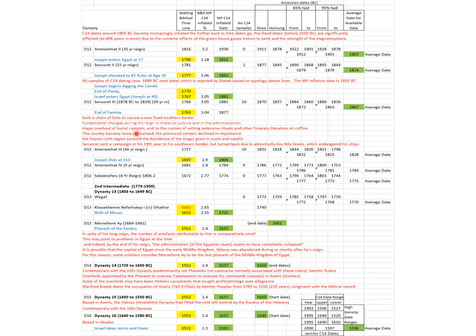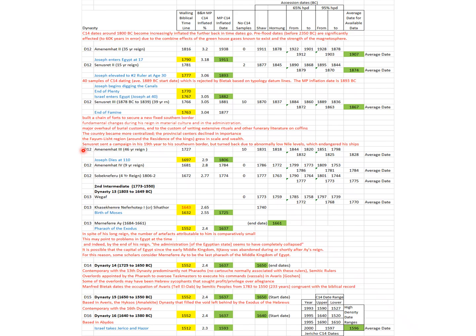Major overhaul of burial customs, end of the custom of writing extensive rituals and other funerary literature on coffins. The country, and this is key right here, the country became more centralized. The provincial centers declined in importance. The region around the residence of the kings grew in scale and wealth, just like the Bible describes. So there's so much reflected in Sennacherib's accolades and his reign that really aligns just beautifully with the Bible. So now we really are looking at some proof of concept here about our theory.